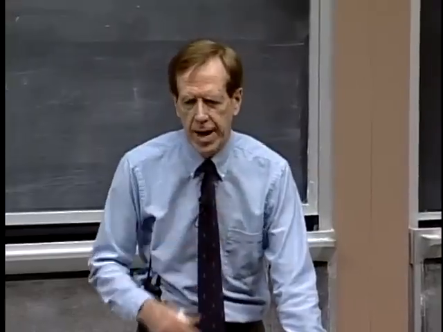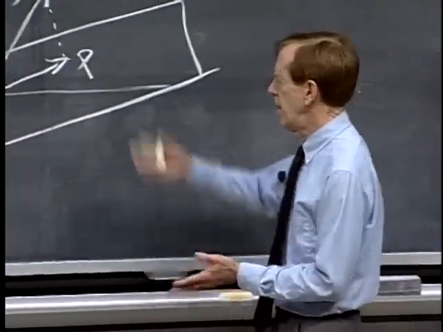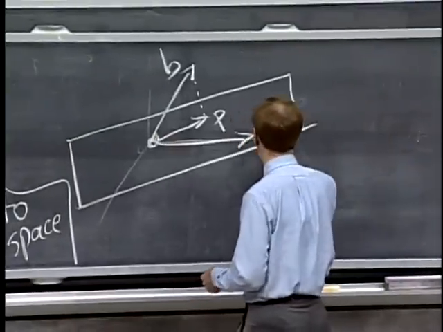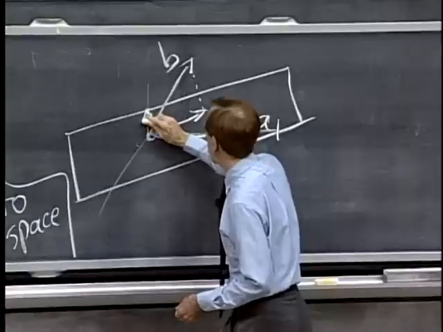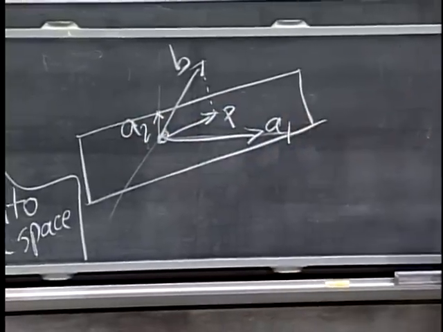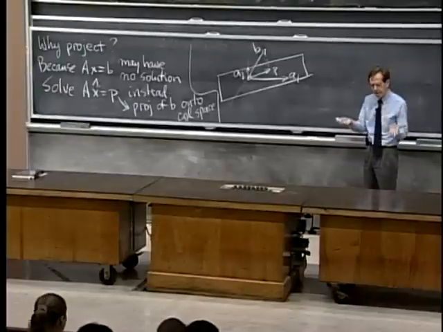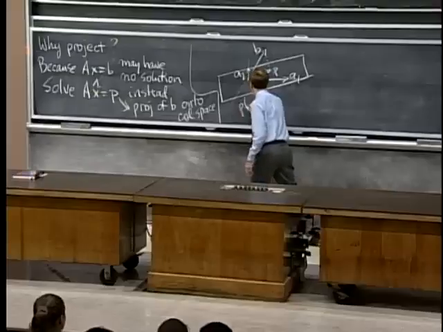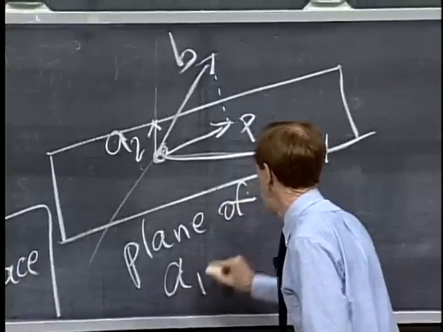I'll tell you 2 vectors, A1 and A2, that give you a basis for the plane. So say there's an A1 and here's a vector A2. They don't have to be perpendicular, but they better be independent, because then that tells me the plane. The plane is the plane of A1 and A2.